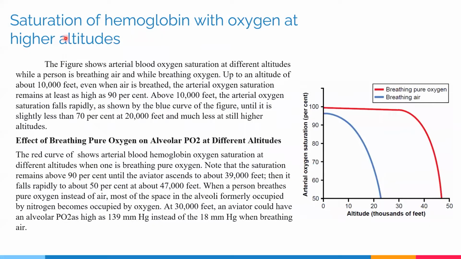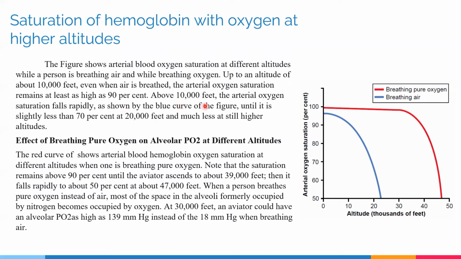So we will also look at saturation of hemoglobin with oxygen at higher altitudes. The figure shown here shows arterial blood oxygen saturation at different altitudes while a person is breathing air and while the person is breathing pure oxygen. Up to an altitude of 10,000 feet, even when air is breathed, the arterial oxygen saturation remains at least as high as 90%. This is mainly because of the efficient hemoglobin oxygen buffer system that we have already discussed in previous videos.